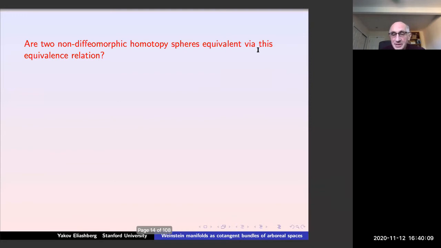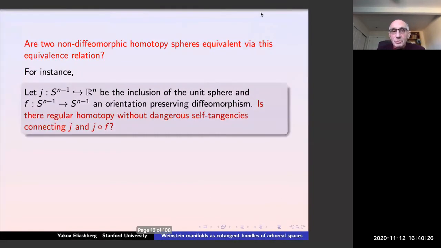If you forget this property that there is no dangerous self-tangency, then it's very easy to show it immediately follows from Hirsch immersion theory that you can do that. But this is a crucial property. So as I said, this is the same question. You take an inclusion of a sphere into Rn and you reparameterize it by some diffeomorphism F non-isotopic to identity. And the question is whether this new embedding, this composition of the inclusion and this diffeomorphism, is regular homotopic to the inclusion via regular homotopy without dangerous self-tangency.